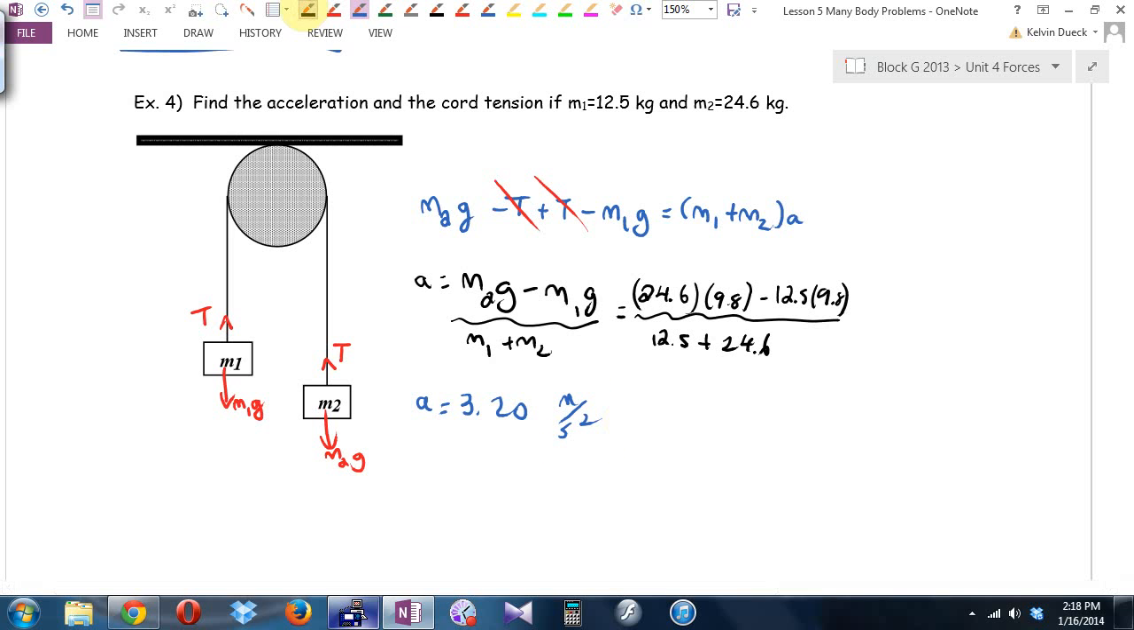Are we done, or did it want us to find anything else? Oh, tension. Which mass is going to be easier to use to find tension, mass 1 or mass 2? I think mass 1. Why? Because tension's the winner in mass 1. So in your mind, or even with your finger, cover up mass 2. What are the forces acting on mass 1?